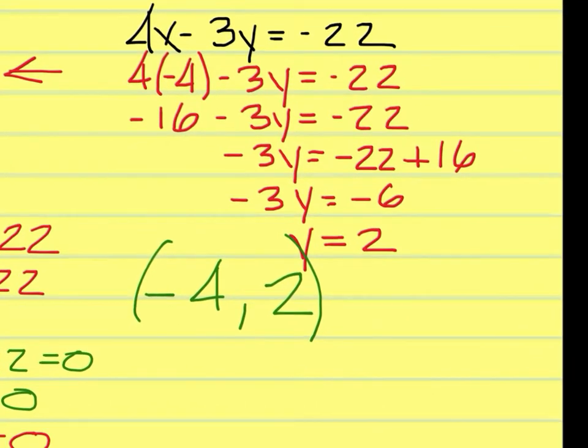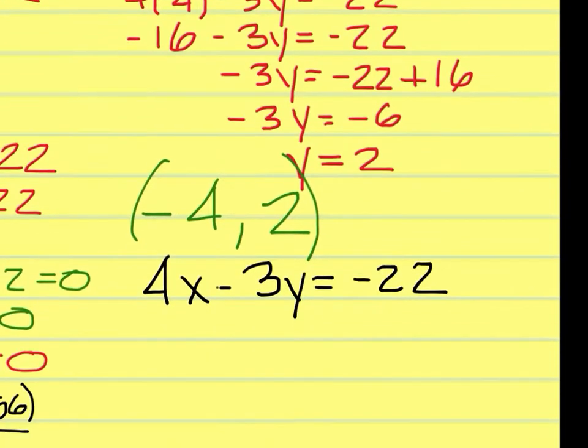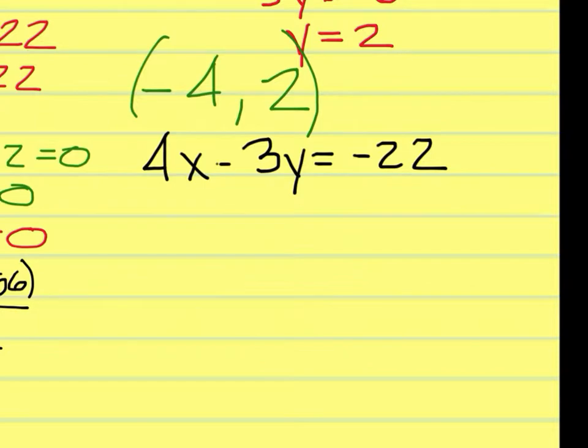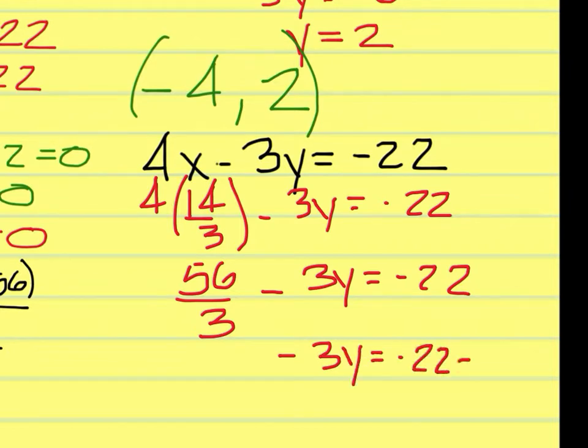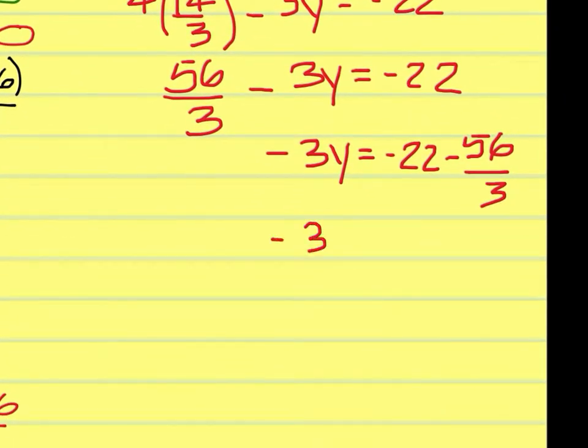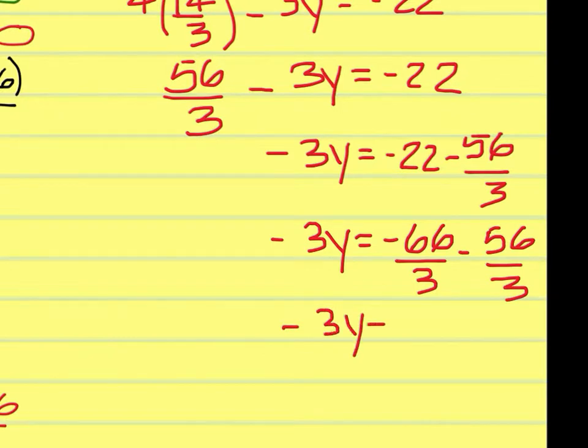Now we have to do this same thing again for 4x minus 3y equals a negative 22, but this time we have to put in the 14 over 3. So 4 times 14 over 3 is going to give me a 56 over 3 that I have to move to the right side so that I end up having a negative 22 minus 56 over 3. And you have to simplify with a common denominator, so that'll give you a negative 66 over 3 minus 56 over 3. And then you can subtract those fractions.